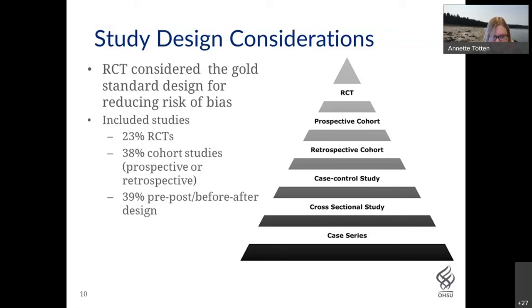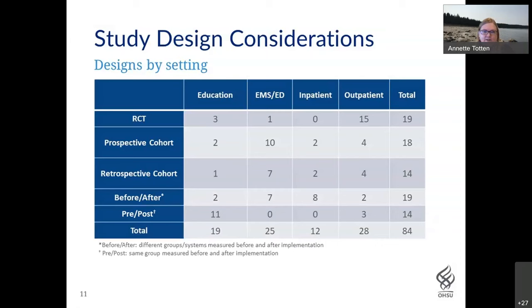But there are some encouraging things. We did find more RCTs than we have in the past. So there are some stronger designs being studied. This slide shows the designs by the four major settings that we looked at, which was covered in the second presentation. We split the literature into inpatient, outpatient, emergency, and education and mentoring. And this basically shows the distribution of the different study designs. So for example, the education, the ECHO programs, a lot of those use a pre-post design.